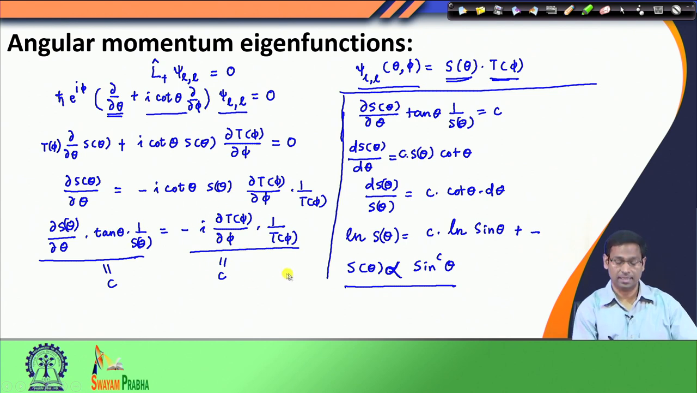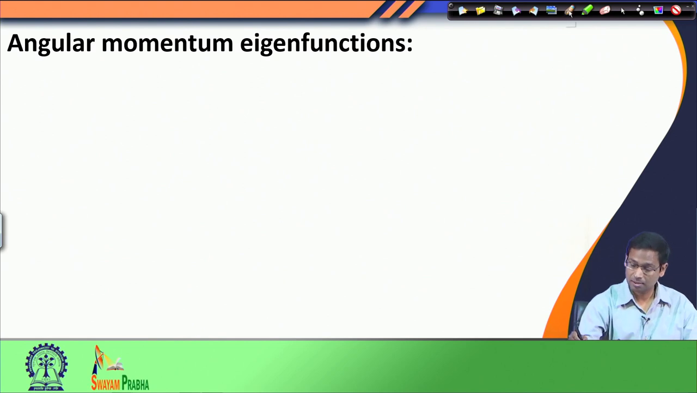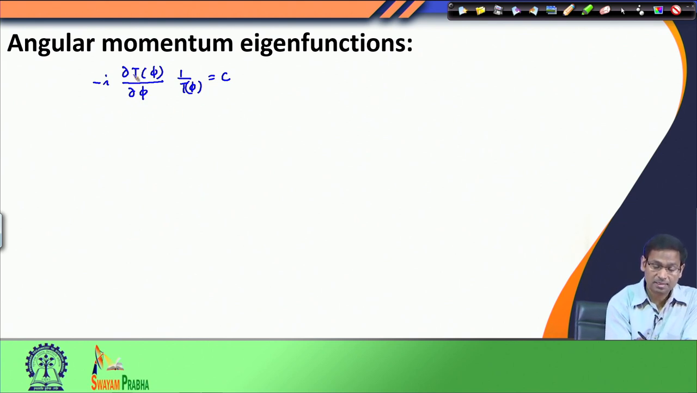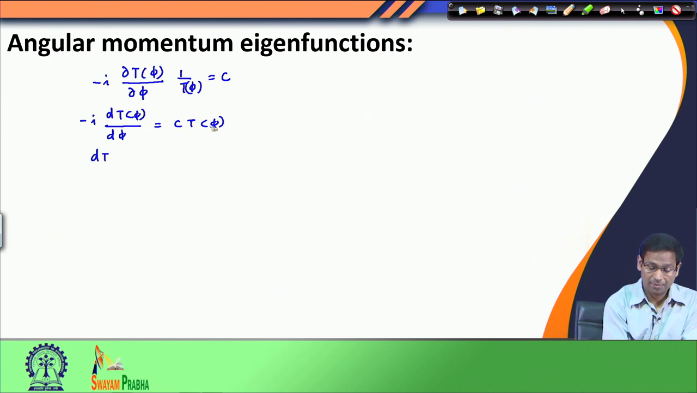Now, we would go to the right hand side term, because the right hand side has only phi related terms. So, to do that, I start as if the right hand side term had this term. So, the right hand side is also equal to a constant c. Now, the task is to solve this equation. Again, since I am dealing with only one variable, that is phi, I can replace this partial derivative with a regular derivative. So, I have dt of phi, or I can take this minus i to the right hand side and bring this t of phi to the left hand side, I have.